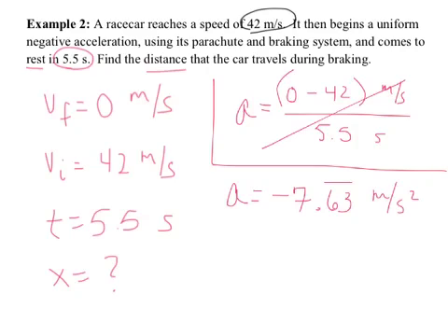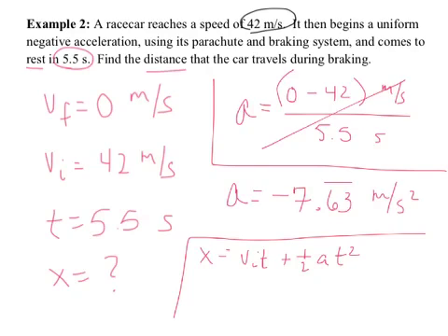So now, given these four variables, let's go ahead and use our new formula. Let's use x equals Vi t plus 1/2 a t squared, noticing that we don't need Vf anymore because this formula doesn't involve Vf. We could have used the third kinematic equation to find x, which does involve Vf, but this one is already solved for x, which is what we're looking for. So make it easy on yourself. So I'm just plugging in.